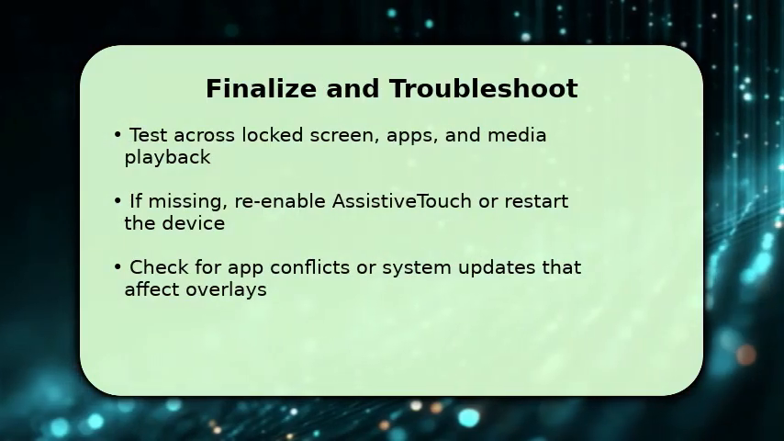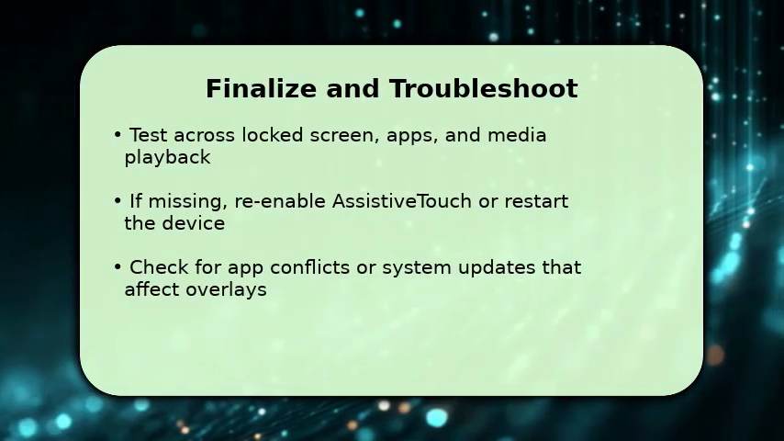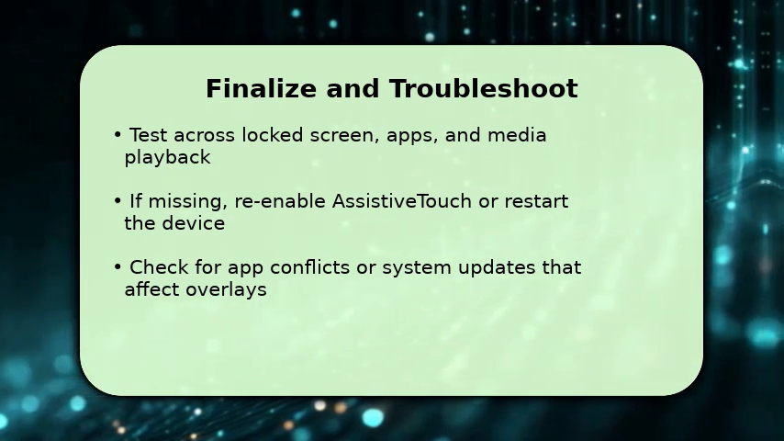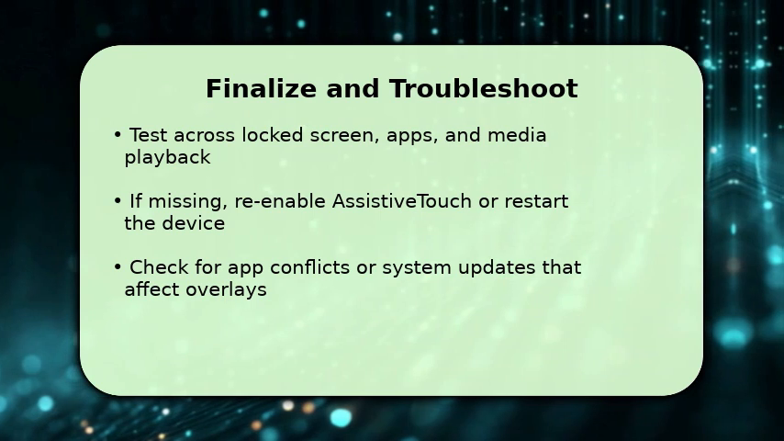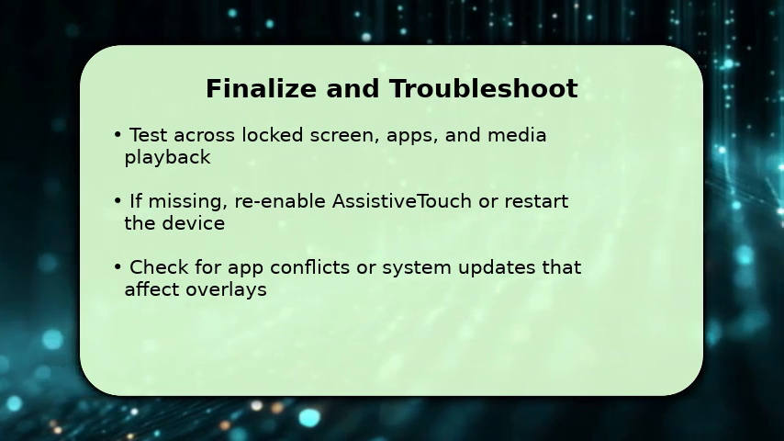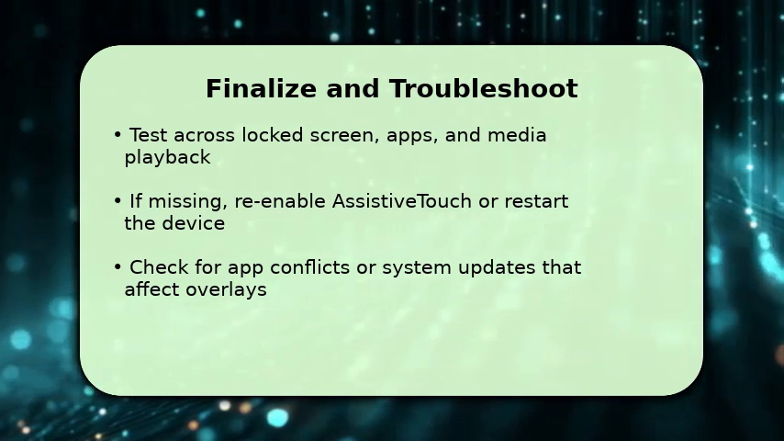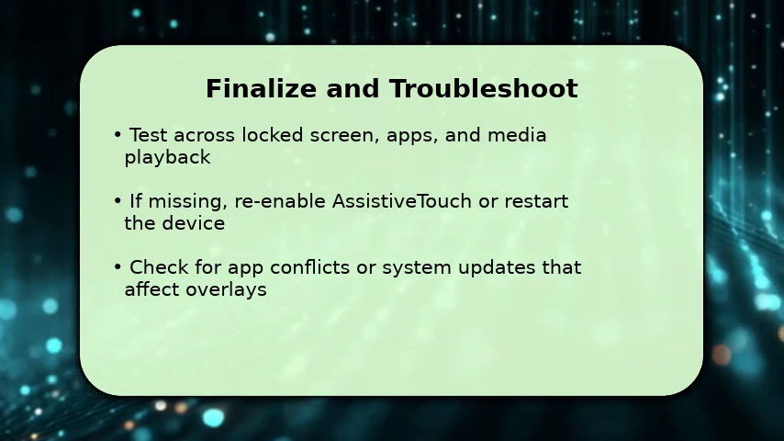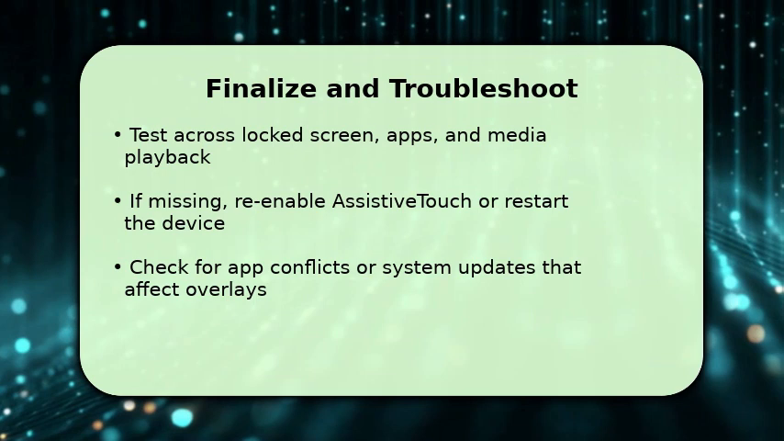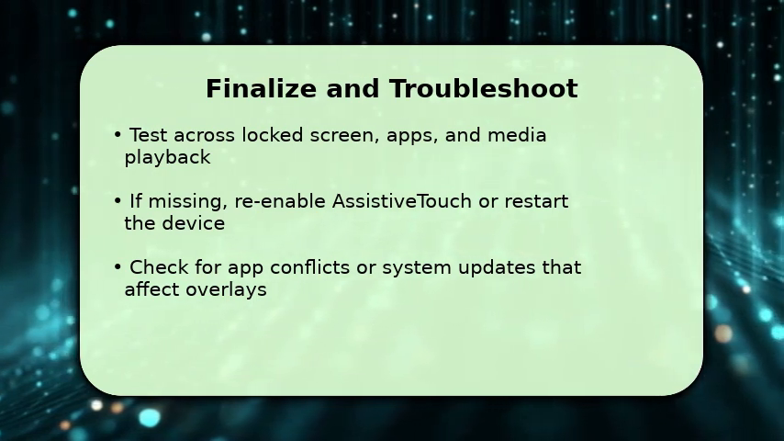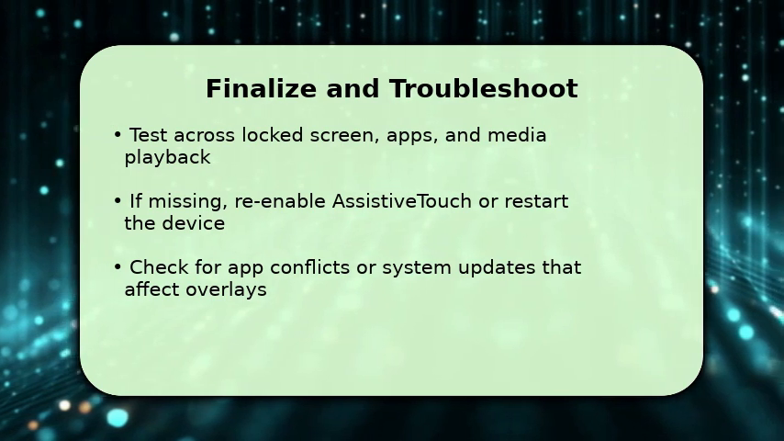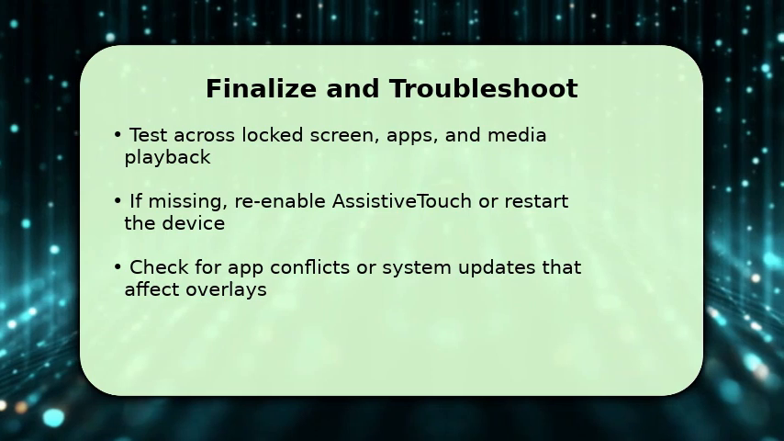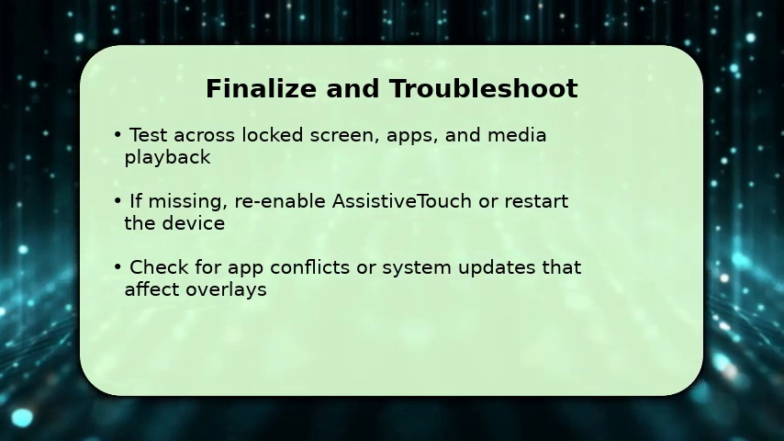Finish by testing the overlay in real situations so you know it performs reliably. You should try it with the screen locked while streaming media and inside apps to verify consistent behavior. If the button disappears, first re-enable Assistive Touch or the overlay, then restart the device. That resolves most glitches. If problems persist, check for app-specific restrictions or a recent system update that changed overlay permissions, and adjust settings or update apps to restore the on-screen volume control.